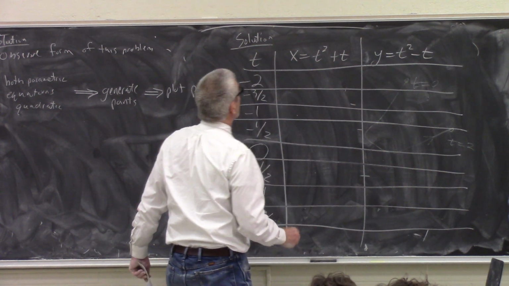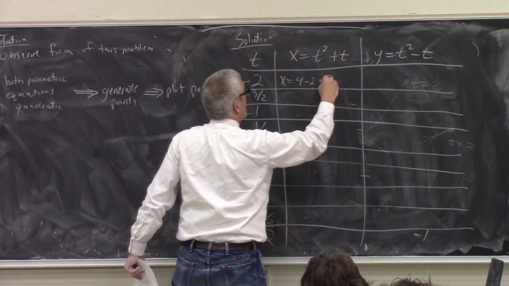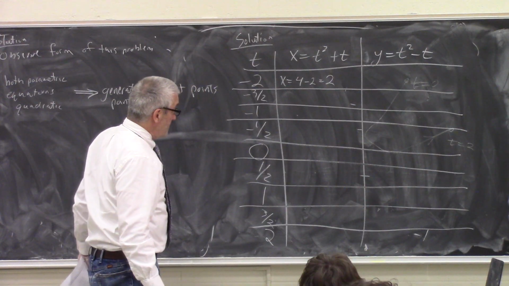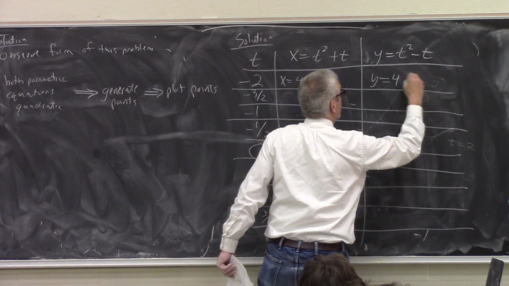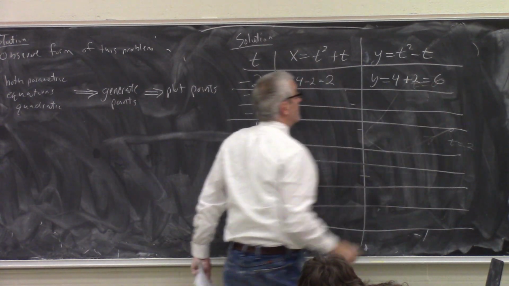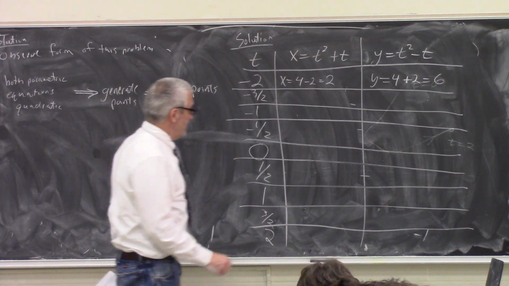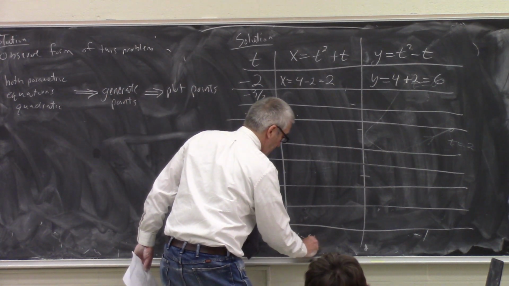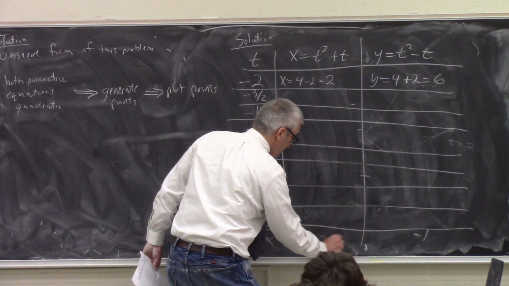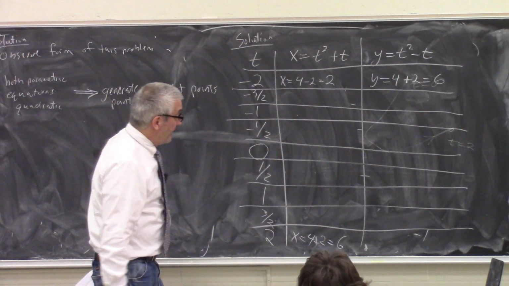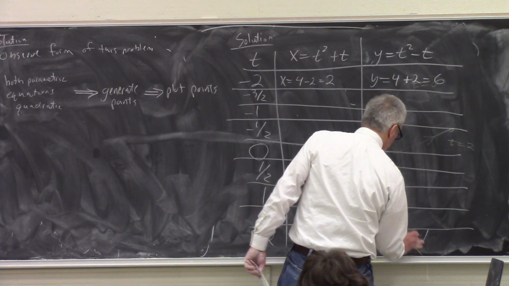Okay, so when t is -2, I get x equals 4 minus 2, so x equals 2. And then y is going to be 4 minus a -2, so 4 plus 2, so that's 6. Let's go back down, all the way down to the bottom. When t is 2, x is going to be 4 plus 2, so that's going to be 6. And y is going to be 4 minus 2. That's going to be 4.